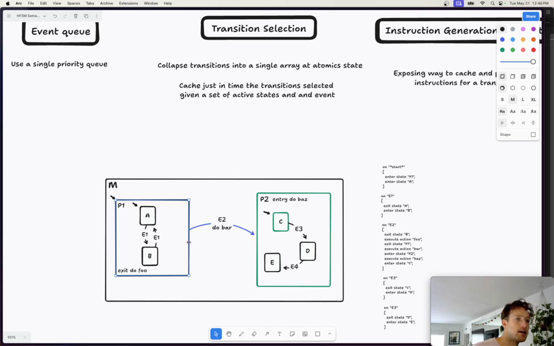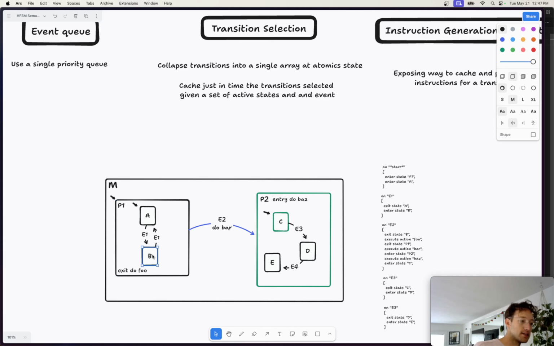And one of the ways to optimize that, and I would just like to point out that this is something I picked up from Jacob Beard's master's thesis on optimizing statechart engines in his project called Scion, is to collapse transitions into a single array at an atomic state. What I mean by that is instead of navigating the hierarchy every time we need to figure out what transitions to select, we can store and collapse this hierarchy into a single array for each atomic state.